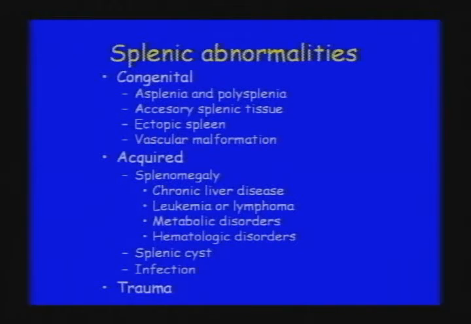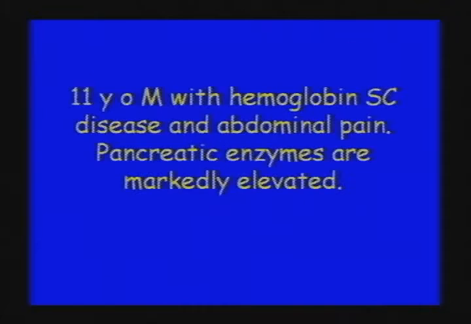Other splenic abnormalities, you can have the asplenia and polysplenia complexes. You can have accessory spleens, that's very common. And you can have vascular malformations in the spleen, as the hemangioma that was shown in the last talk. Acquired abnormalities, splenomegaly, can be due to chronic liver disease. It can be due to leukemia or lymphoma, metabolic disorders, hematologic disorders like spherocytosis. You can have splenic cysts that can be very large. You can have infection of the spleen. And then you can have hemorrhage after trauma.